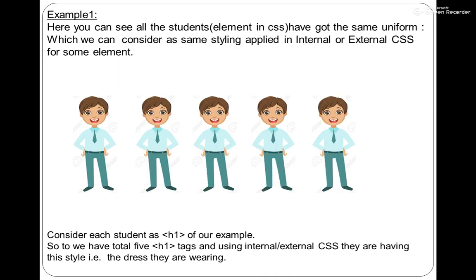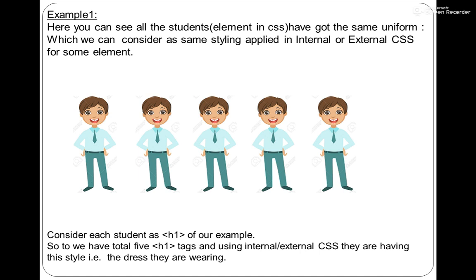So now here you can see there are 5 students. We will consider each student as our tag, right? I will consider that a single student is my H1 tag. So in my body part, I have got a total of 5 heading tags, H1 tags. Agree?